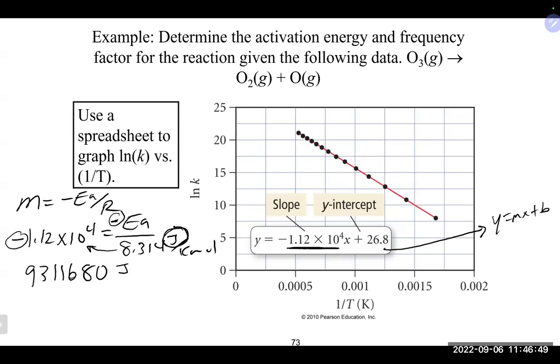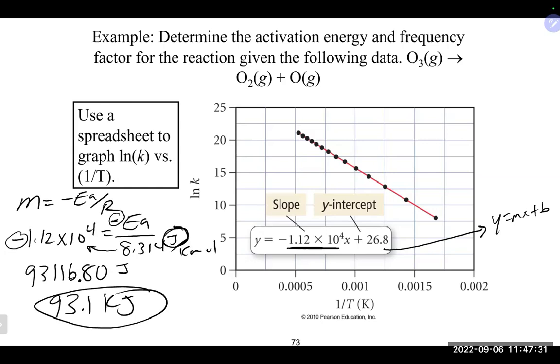We can divide it by 1,000 there and end up with, I feel like, which I want to times 1.12 to the fourth times 8.314. There we go. I think I missed a decimal point there. Sorry, 93116.8. There you go. Now we'll divide it by 1,000, which is going to give us 93.1 kilojoules as our activation energy. Any questions on that there? Again, it's a positive number, and it's typically given in kilojoules, which is how you should report that. Any questions on that one there?